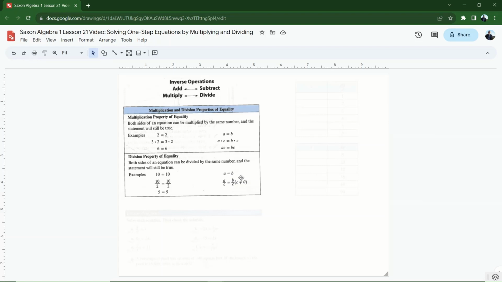You can't divide by 0. You can divide 0 by other things. 0 divided by 8, 0 divided by 12, all 0. But you can't divide with 0 on the bottom of a fraction or divide by 0.